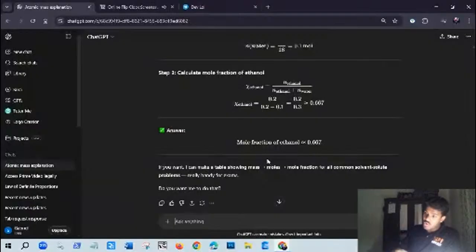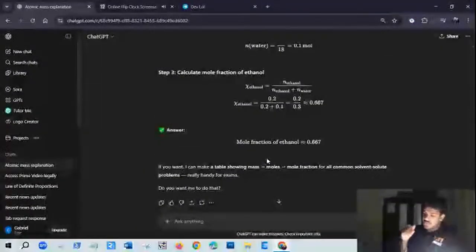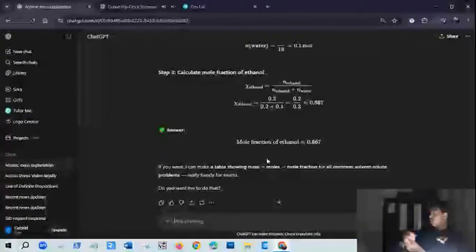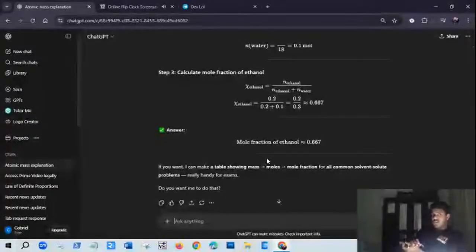Molarity is moles of solute by volume of solution. Molality is moles of solute by mass of solvent. Mass percentage is mass of solute by mass of solution. Mole fraction is NA by NA plus NB.